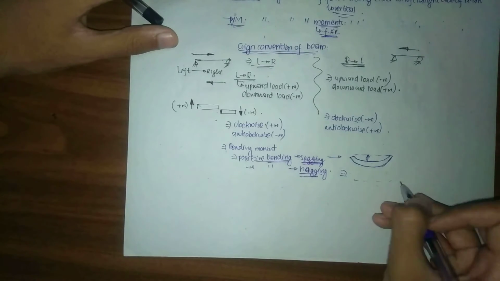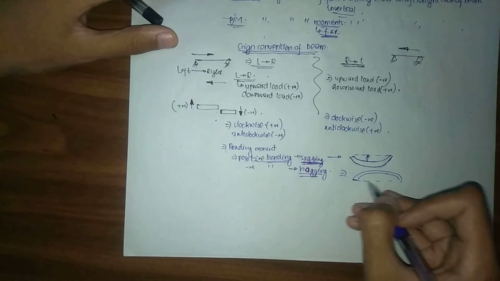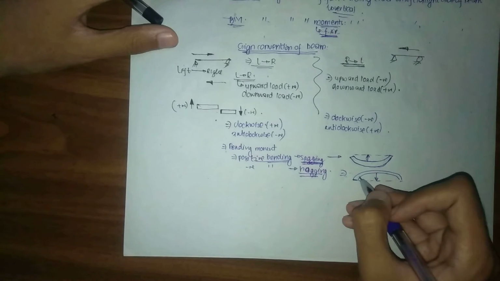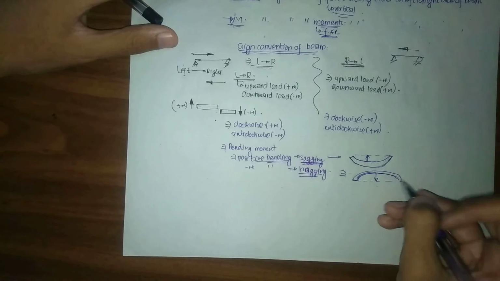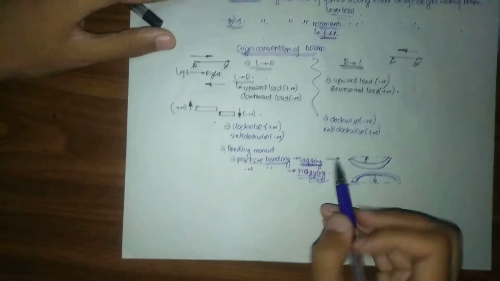Or if a beam bends in such a direction that the center of curvature is downward, the center of curvature is below the beam. This type of bending is known as hogging. So this is your sign convention of the beam.